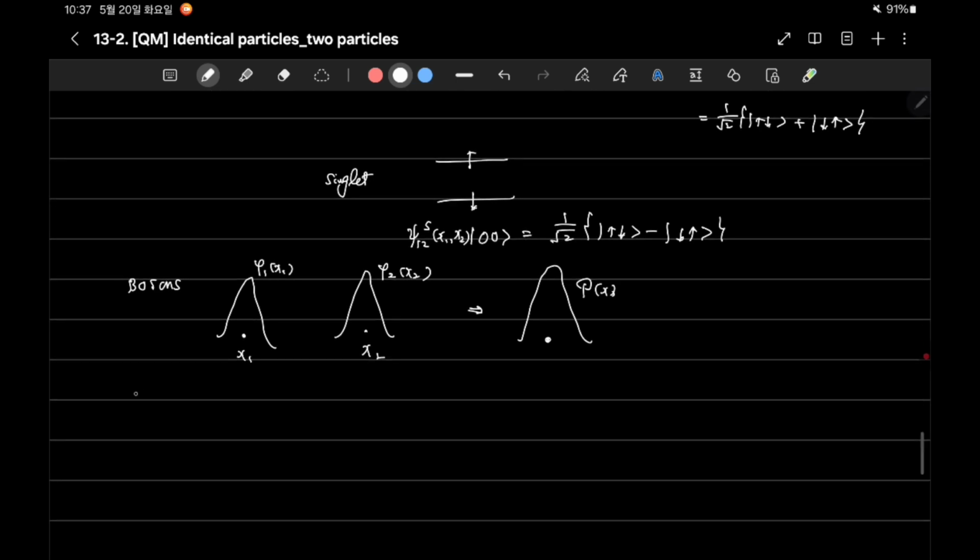But in the fermion case, the wave function is antisymmetric. For example, with x1 here and x2 there, the wave function is antisymmetric. So by superposition of two particles in the same quantum state, the probability is 0 in the triplet state. So there is no probability of finding two particles in the same quantum state at the same position for fermions, especially in the ground state. That is the Pauli exclusion principle.